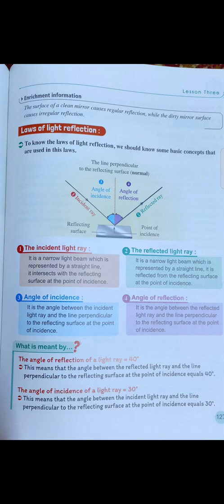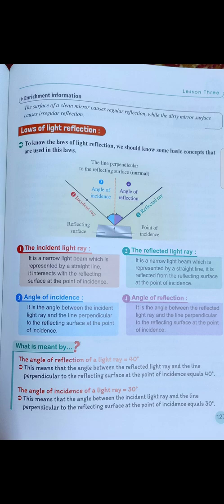Okay, and you can see that the incident light ray and the reflected light ray and the normal are located in only one plane, and this plane is perpendicular to the reflecting surface. Okay, again, you can see that the reflected ray and the incident ray and the normal line, all of them are located in one plane, and this plane is perpendicular to the reflecting surface.